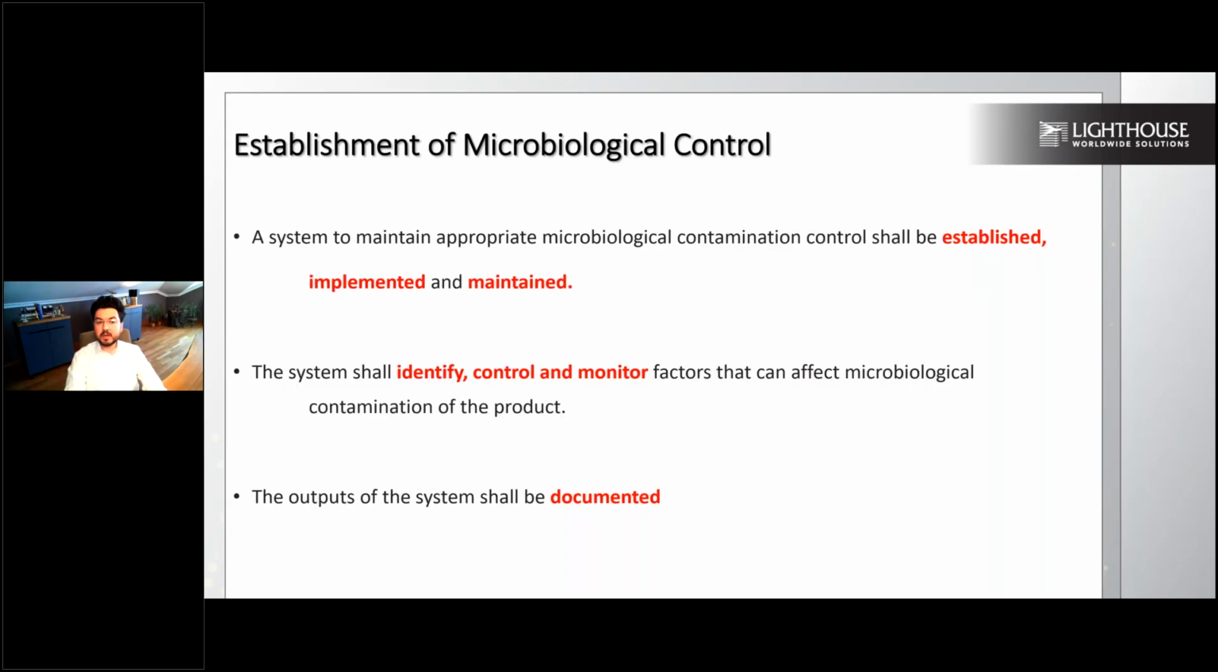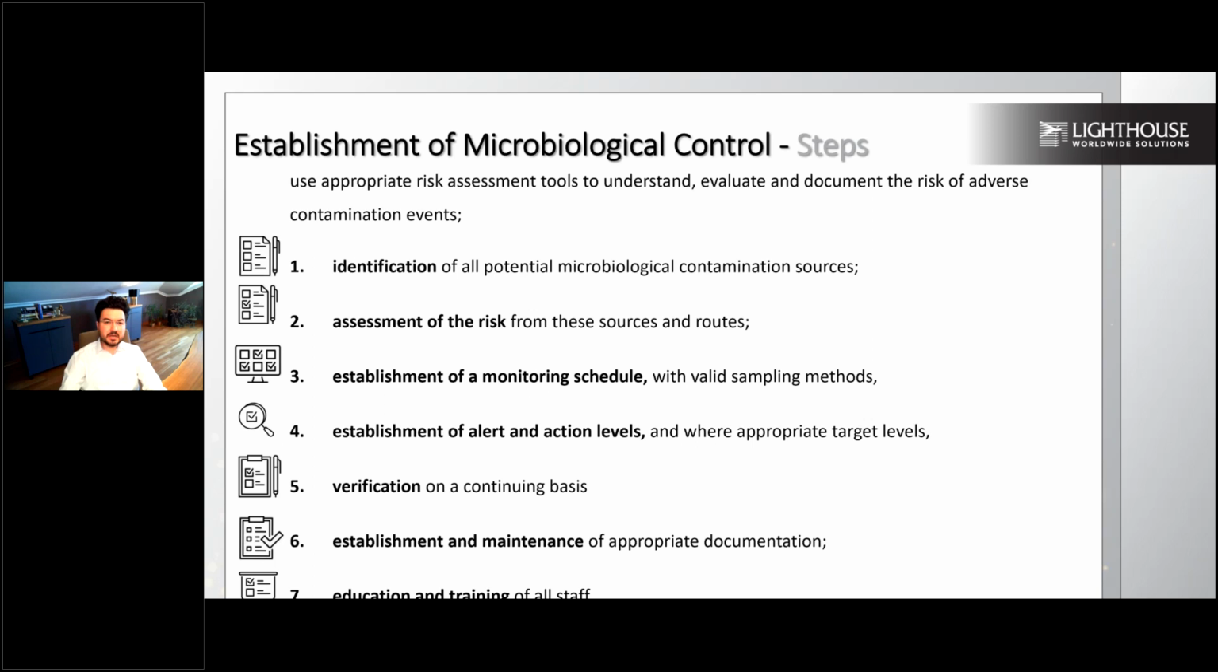First, a microbiological contamination control plan should be established, implemented, and maintained. This is a living structure, a life cycle, and it has to be verified after you have the final results out of your monitoring plan. The system shall identify, control, and monitor factors that can affect microbiological contamination of the product. And of course, all the outputs you get from the system, as well as the monitoring plan, have to be documented. That's the general summary of the entire scope.